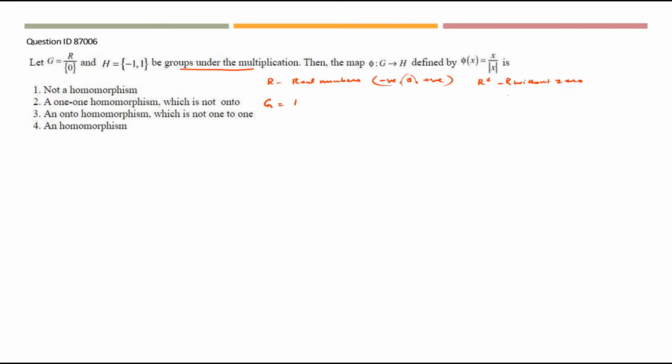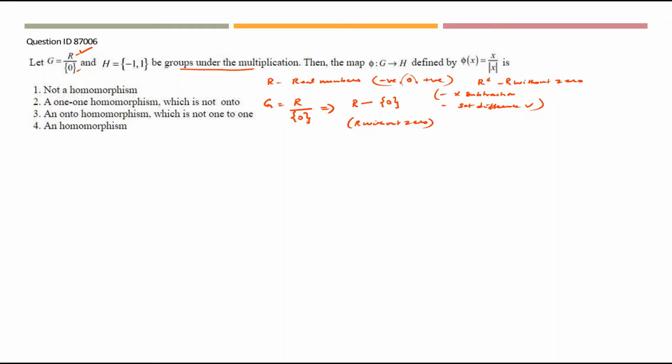G is equal to R minus 0. This means R difference 0. So this is not subtraction, this is actually set difference. This is a set and this is a set. When you give minus, it means it is set difference. It means R, the real number set, is excluding the element 0. G is equal to R minus element 0 is nothing but the real number set without 0.